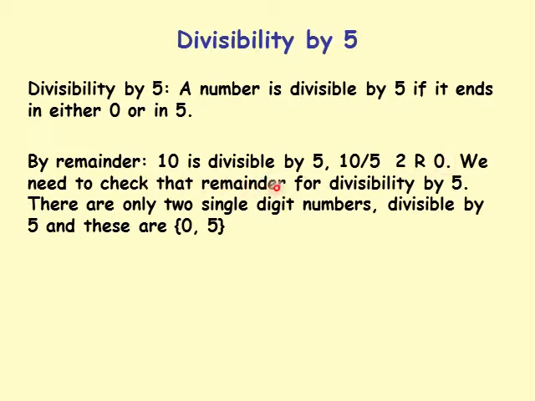We need to check that remainder for divisibility by 5. That remainder, what's left over: there are only two single digit numbers divisible by 5, and those are 0 and 5. In fact, as soon as I start taking tens away, as soon as I can decide that number is divisible, I don't need to take away any more. But if I need to continue to see if the remainder is 0, I can subtract 5 from this 5 here and also get a 0. We know that 0 is divisible by 5 and so is 5, and I don't need to do any more subtractions. Let's continue.